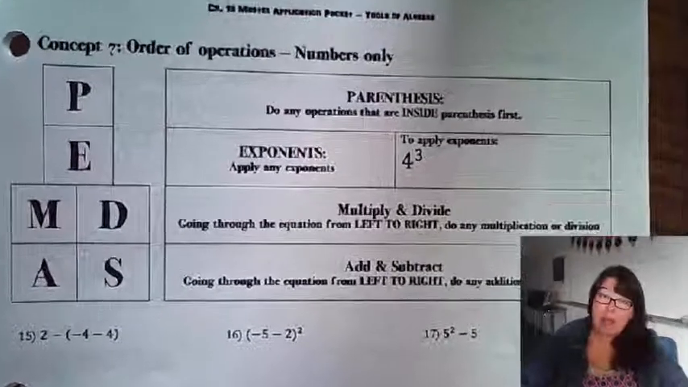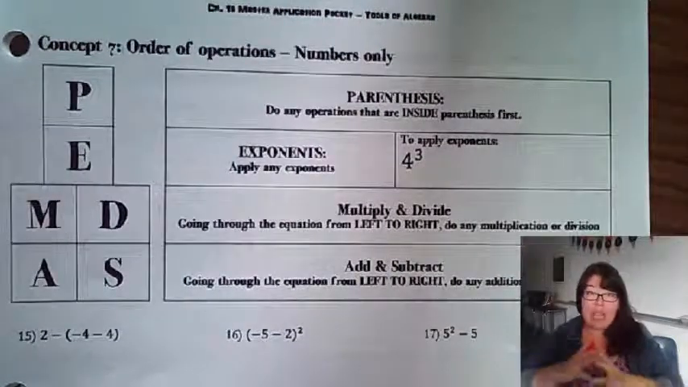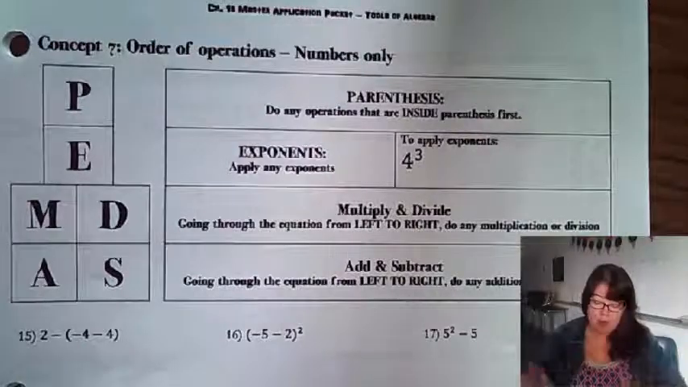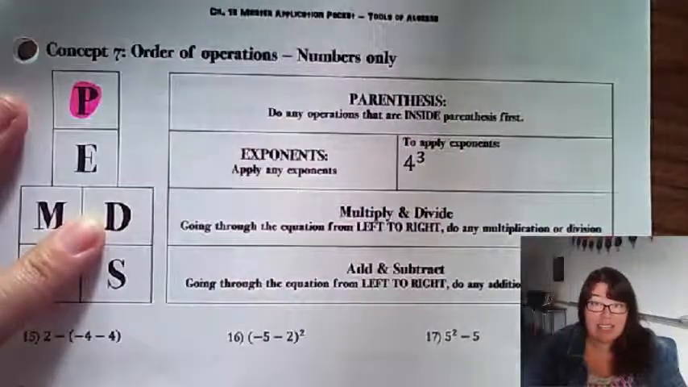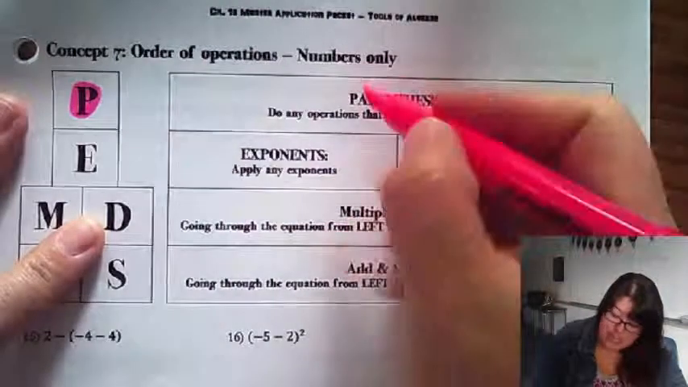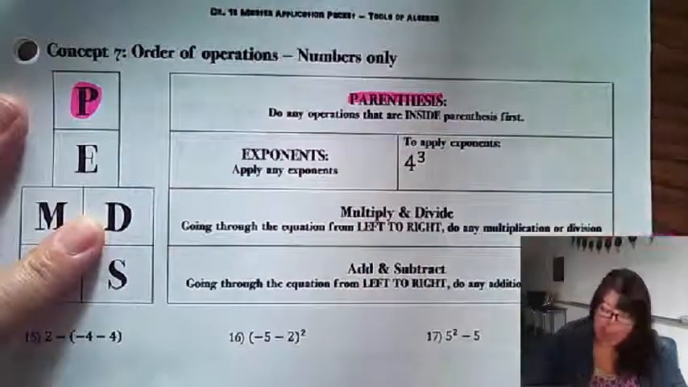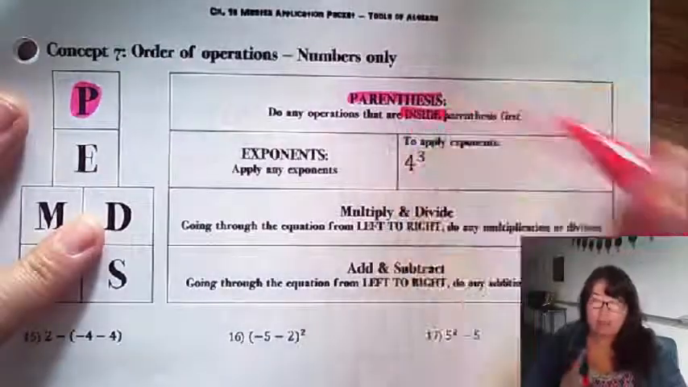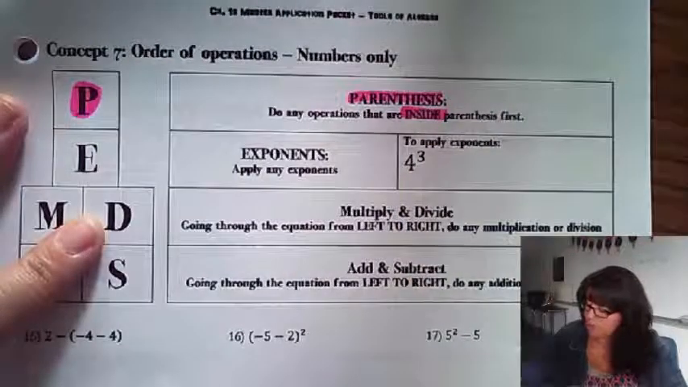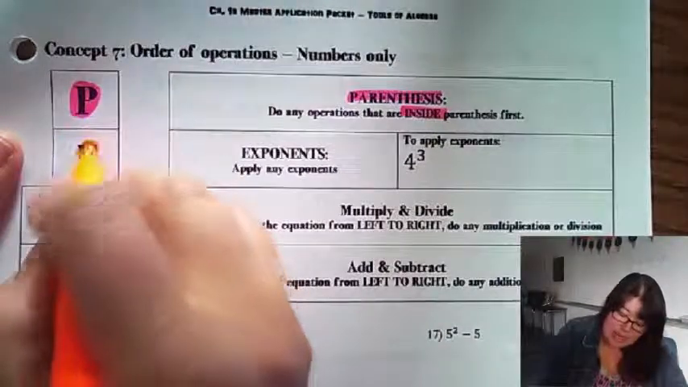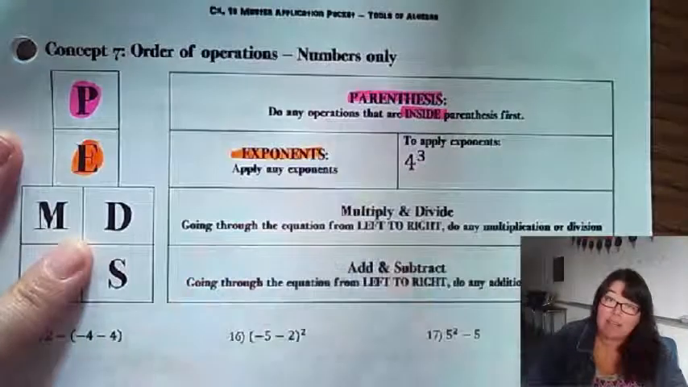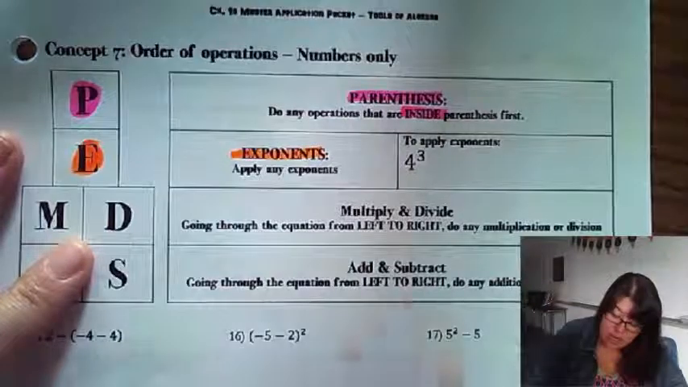The first step on the order of operations when you're tackling huge algebra problems is going to be to do anything in parentheses. P stands for parentheses, and you're going to do anything that's on the inside first. That's the first step. Next, we have E, and E is for exponents. And exponents, you need to apply.